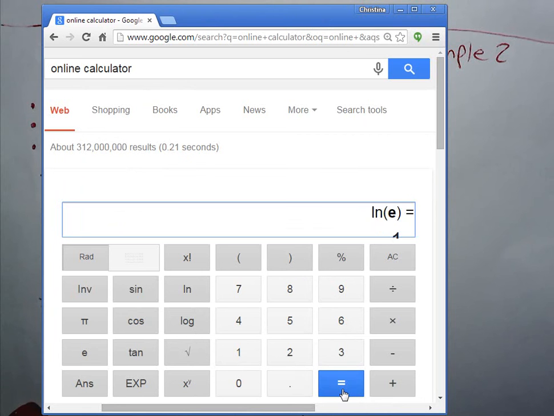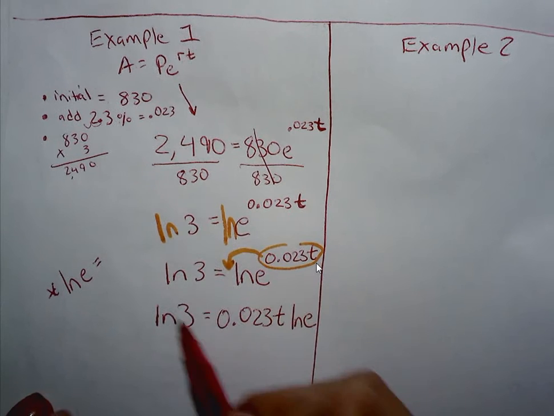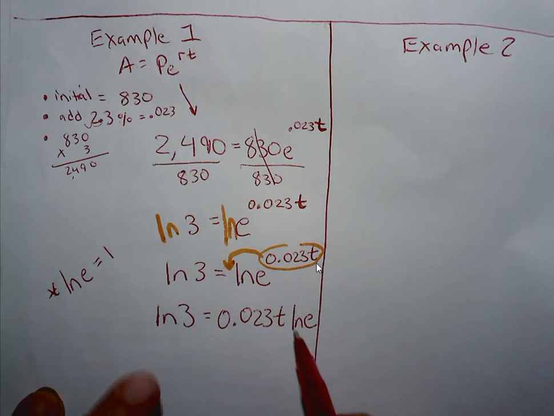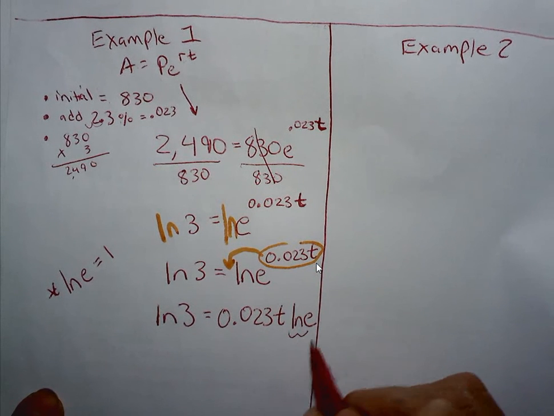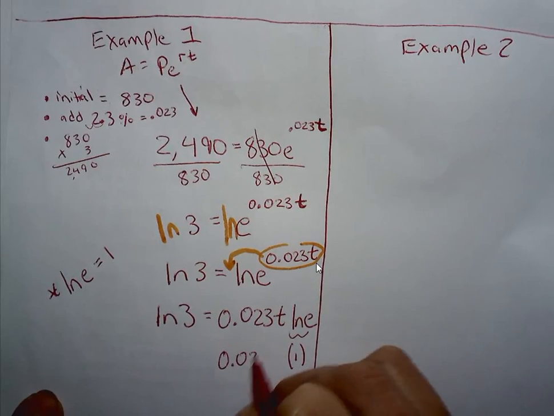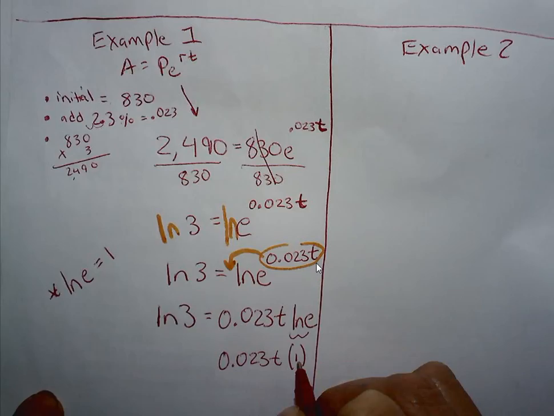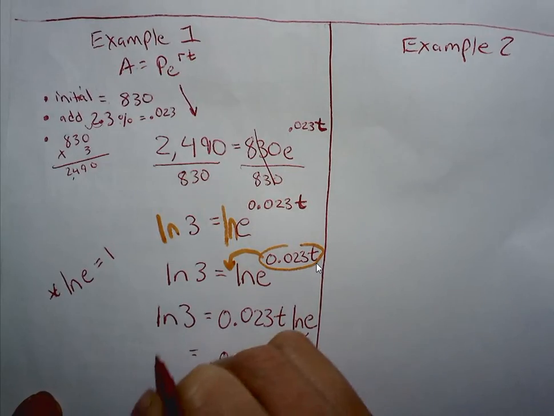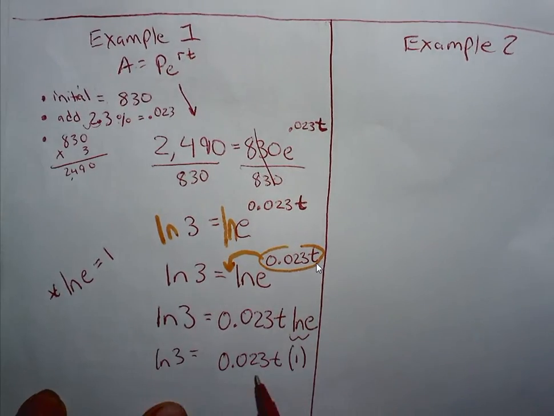Yay! So, if the natural log of e is equal to 1, that means this whole thing right here is equal to 1. So it's like 0.023 to the t times 1. So we don't even need that there. Natural log of 3. And then my last step, 0.023 times t.